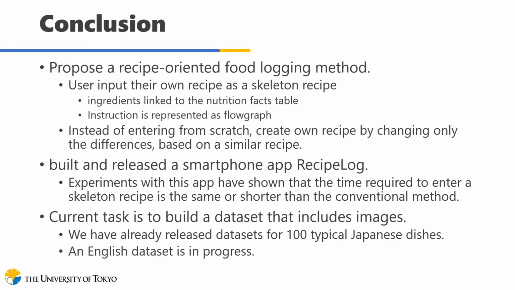A smartphone app RecipeLog was built and released. We experimented with this app and found that the time required to enter a skeleton recipe was the same or shorter than with the conventional method. Building a dataset that includes images is a future work. We have already released datasets for 100 typical Japanese dishes. An English language dataset is in progress.